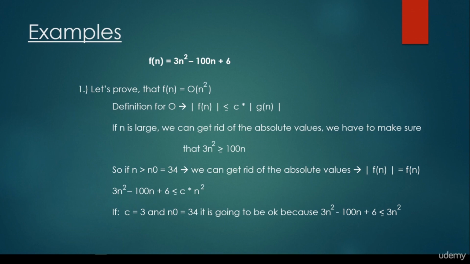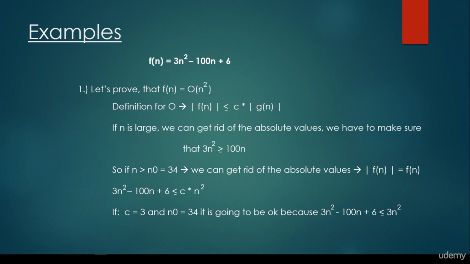Because from now on we are going to deal with positive values, and the absolute values of positive values are going to be the same as the original values. So in this case, 3 times n squared minus 100 times n plus 6 is smaller or equal to c times n squared according to the definition. So we can come to the conclusion that if c is equal to 3 and the n0 threshold is equal to 34, that is going to be okay, this big O notation.